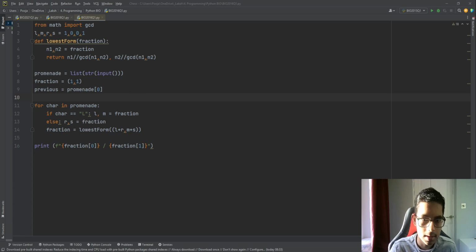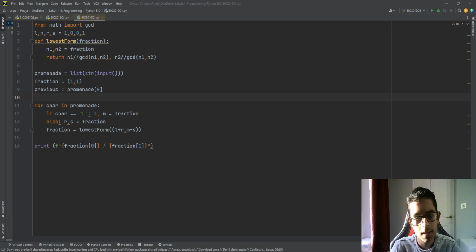So for that we have this other function called lowest form of the fraction. We'll be making use of the GCD function, which we have from the math module in Python. In case you don't know what GCD is, by the way, it's the greatest common divisor, which is also called the highest common factor, depending on how you learn the term. As the name says, it's the highest common factor between the two numbers.